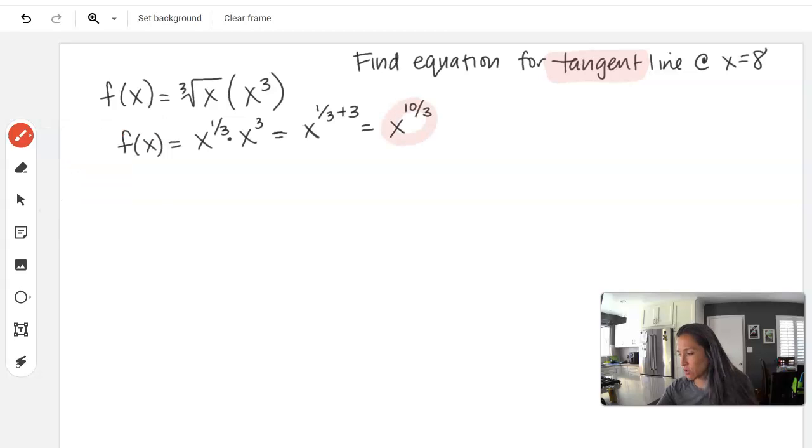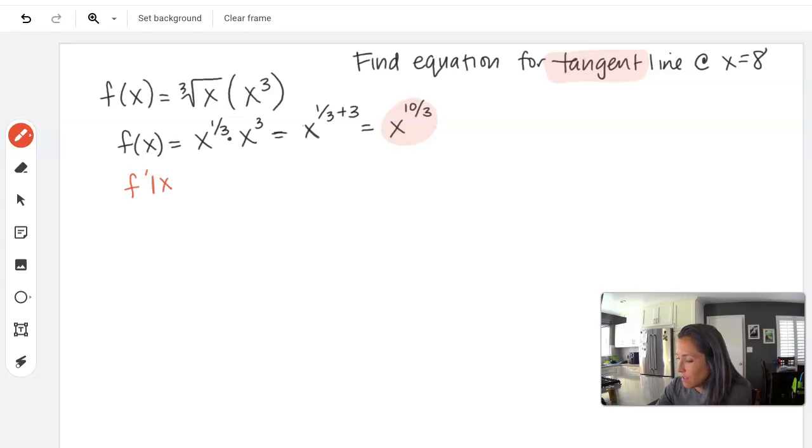It is a power function. This is just x raised to a power. No scalar multiple, no addition, subtraction, no sum or difference, nothing to do except for the power rule. So I can go ahead and be like, well, might as well. I know tangent means I'm going to need a derivative.